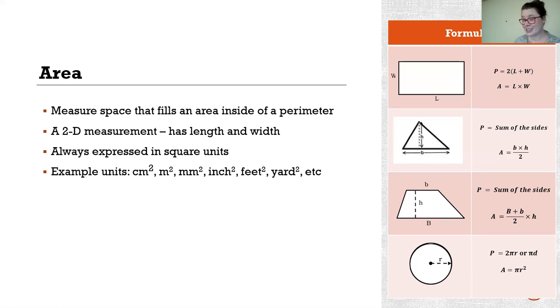Now, one of the things to remember, because area is in two dimensions, there will be a squared after each of the units. So you're going to see centimeters squared, since we've got two dimensions, meters squared, millimeters squared, inches squared, feet squared. It's always going to be square units when we're thinking of area.